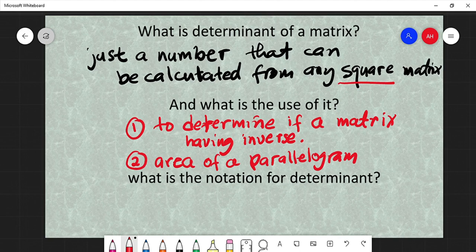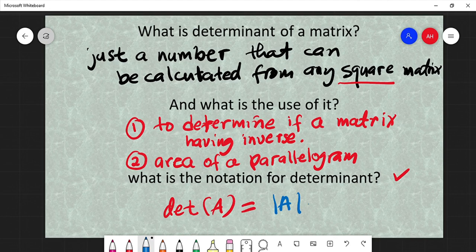Now, the next question is, what is the notation that we use to represent a determinant? We can write det of, for example, matrix A, or we can also write A with two vertical lines on both sides, on the left and on the right. This represents the determinant of a matrix, for example matrix A.